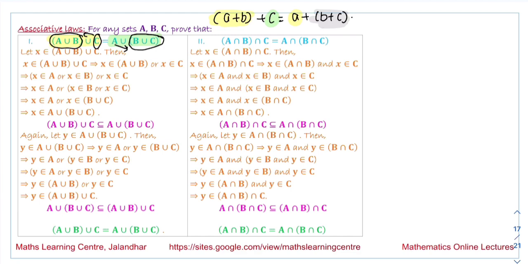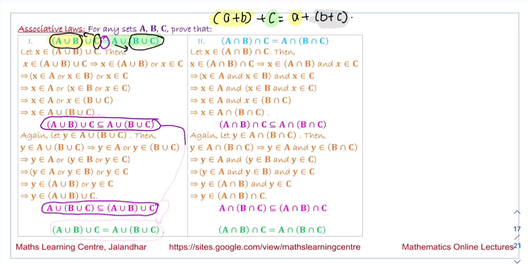An important thing to note here is that we have to prove this equality. So we are going to prove two results: first, that the first set is a subset of the second, and next, that the second set is a subset of the first. Then by combining these two results, we will get the final answer. This is our basic idea of the proof.